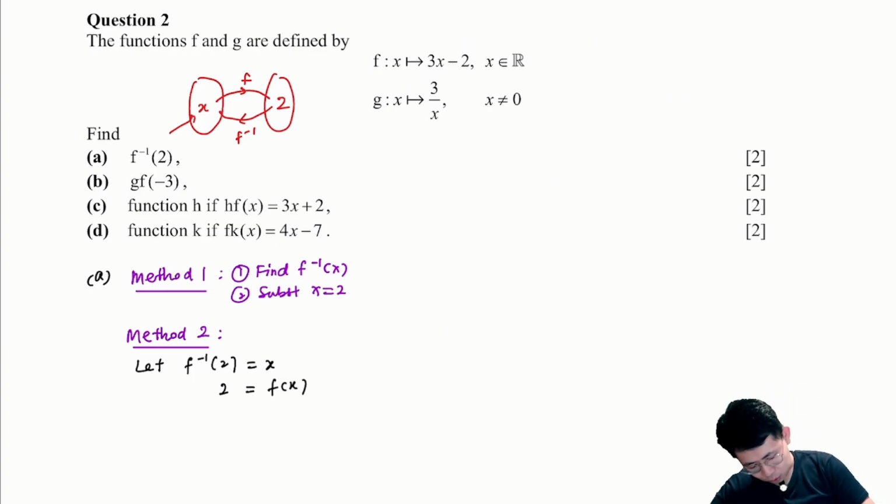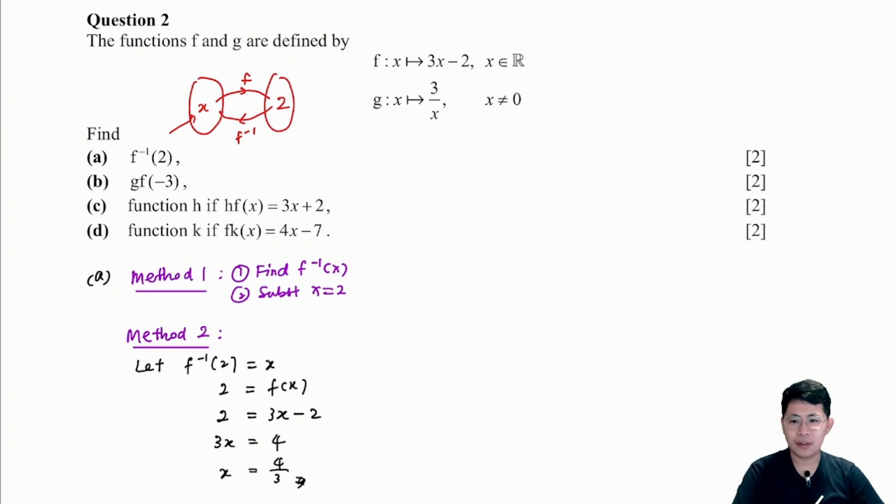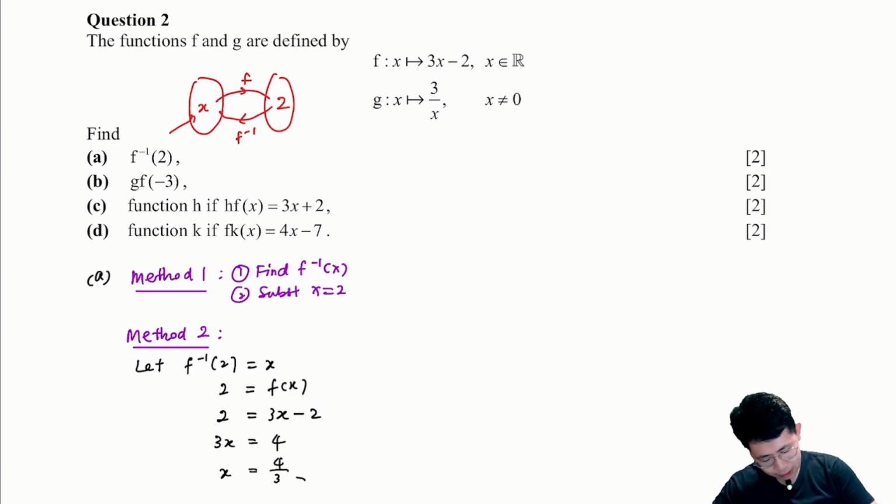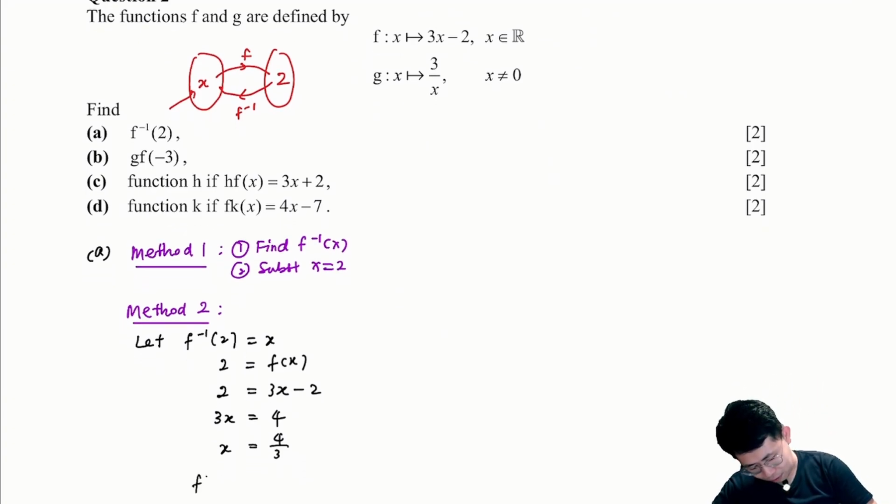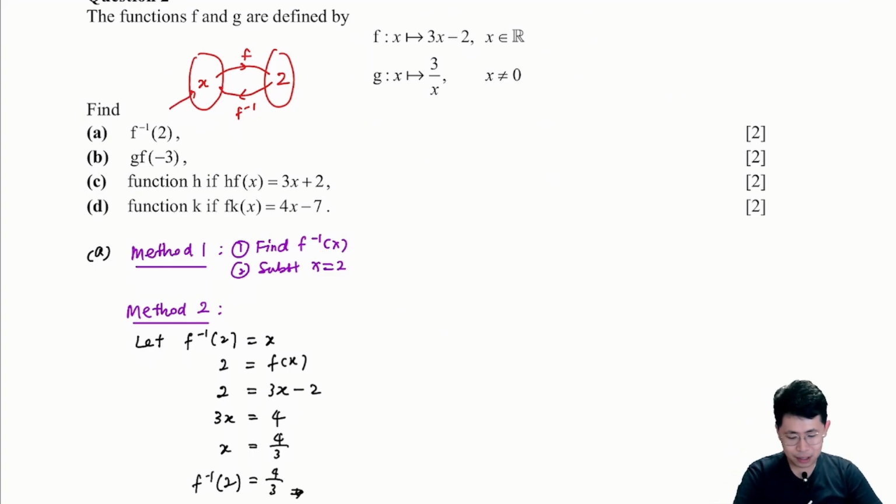So over here 2 is equal to 3x minus 2, so 3x is equal to 4, and x will be equal to 4 over 3. Very easy. To conclude, f inverse of 2 would be equal to 4 over 3. This is how we make use of the concept of the inverse to evaluate f inverse of 2. We don't have to find the explicit expression for f inverse to do this.